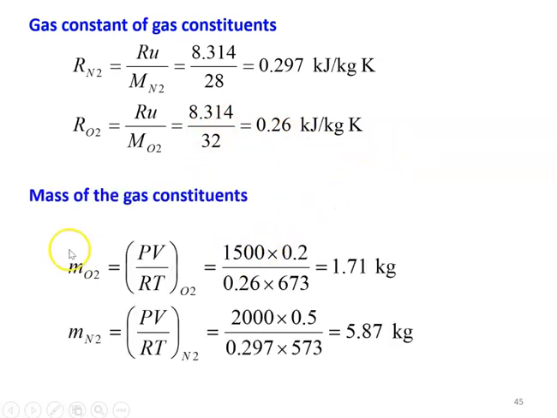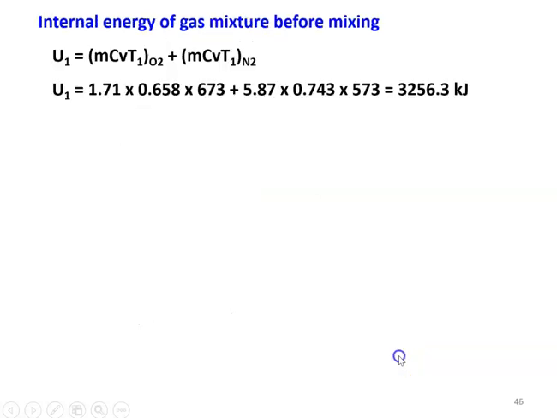Then the mass of the individual gas constituents. Mass of O2 equals PV by RT of O2, 1500 into 0.2, 15 bar, which is 1500 kilopascal, into 0.2 divided by R value 0.26 into temperature 673, which is 1.71 kilogram. Mass of nitrogen, PV by RT of nitrogen, 20 bar, which is 2000 kilopascal, into 0.5 divided by 0.297 into 573, equal to 5.87 kilogram.